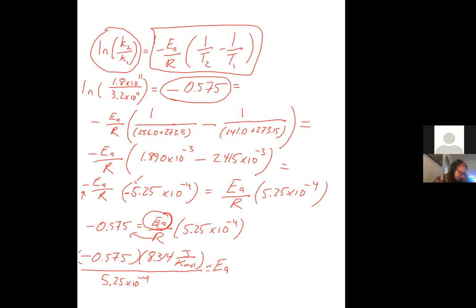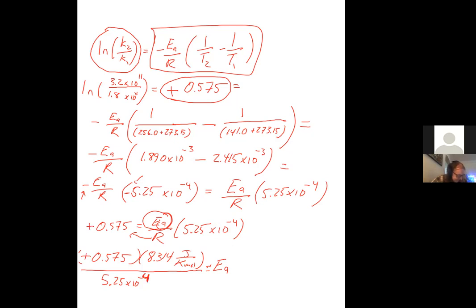So it's, I'm so sorry, it's 3.2 times 10 to the 11 over 1.8 times 10 to the 11. Now, the nice thing about that is that just makes it a positive. If you take the reciprocal inside the ln, it just makes it a positive. So this is positive. So let me just make sure I go through here. Everywhere that I did that, 0.575 needs to be a positive. There we go. Okay, now it's good.